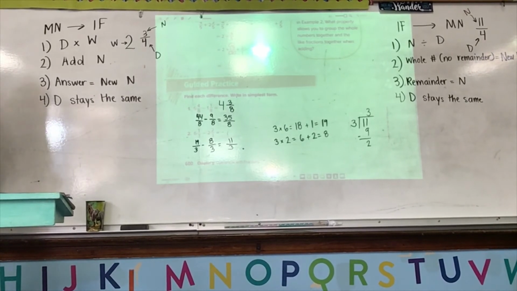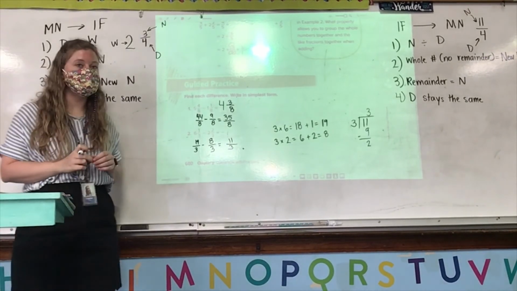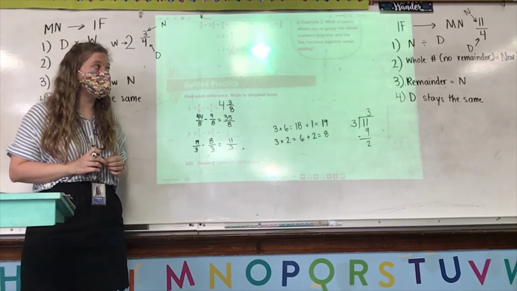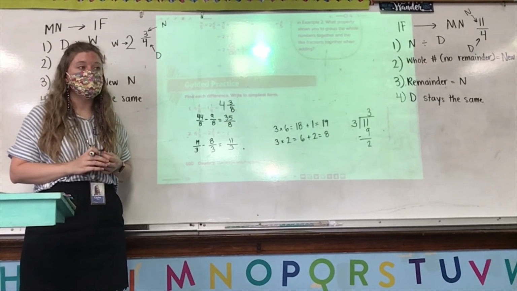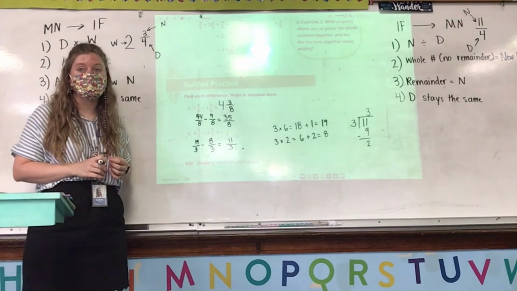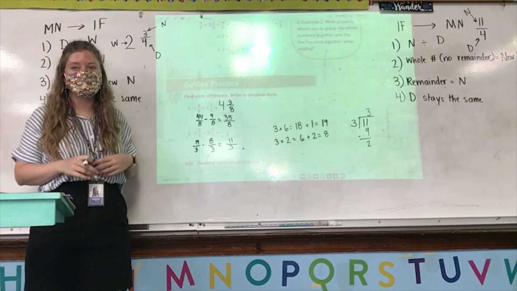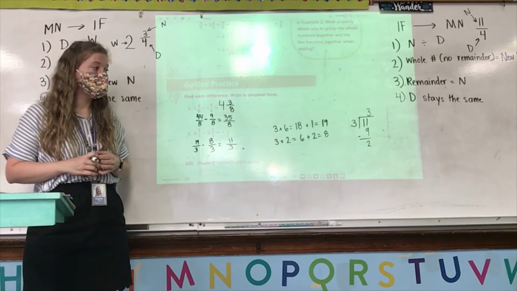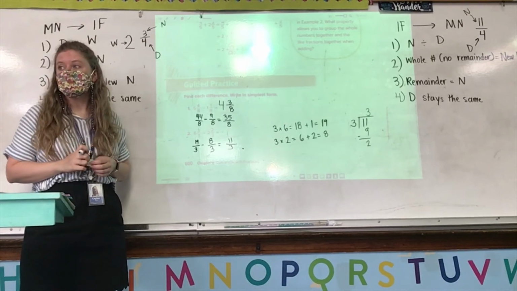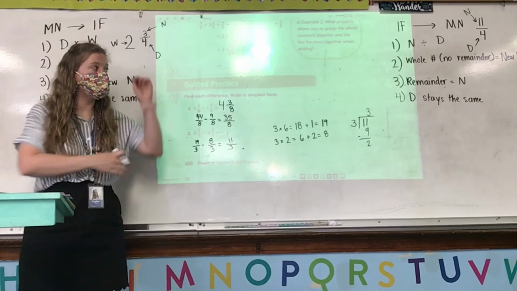Guys, look at step 2. Look at step 2 in improper fractions to mixed numbers in both places. Look at step 2 on the board and on your anchor chart. Where does the whole number for our mixed number come from?